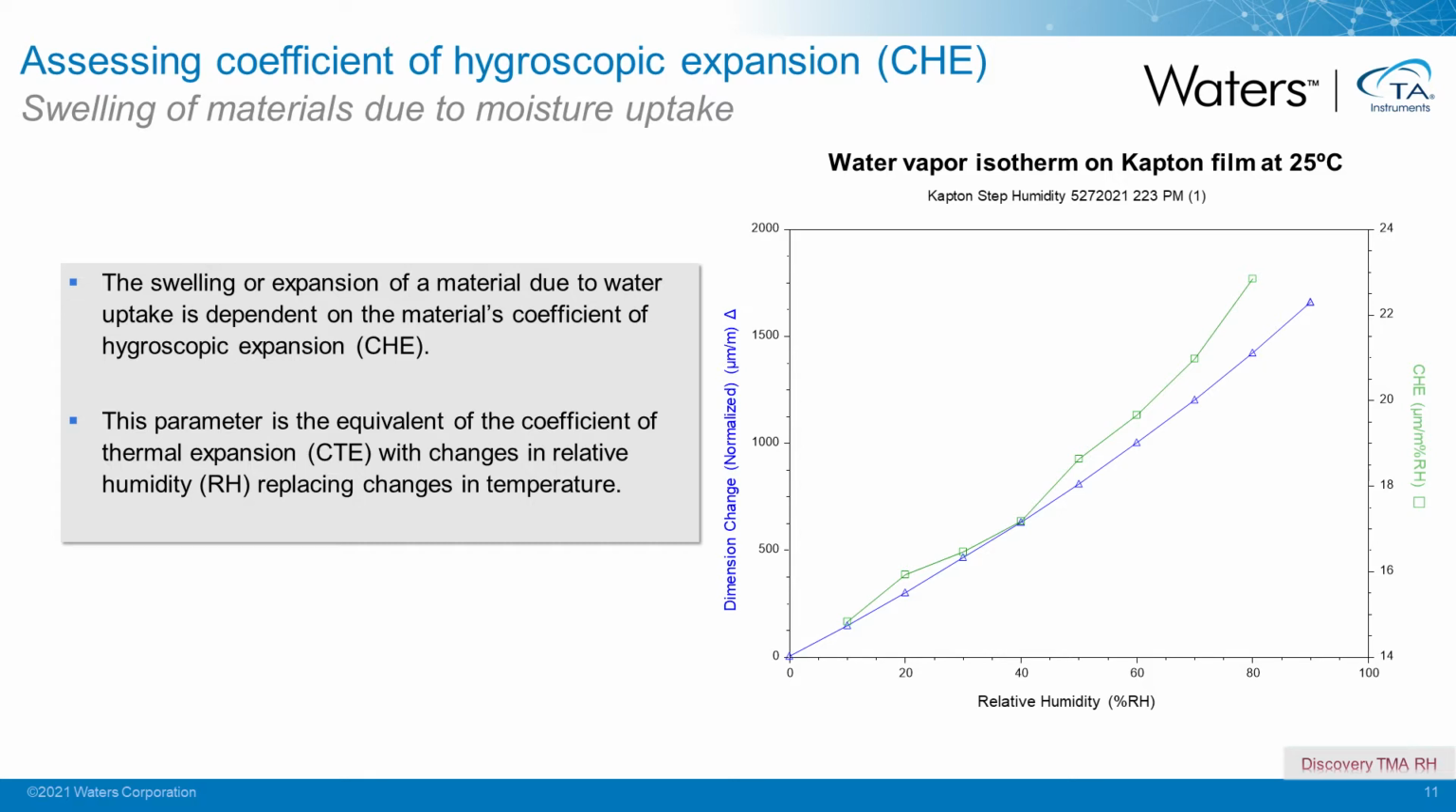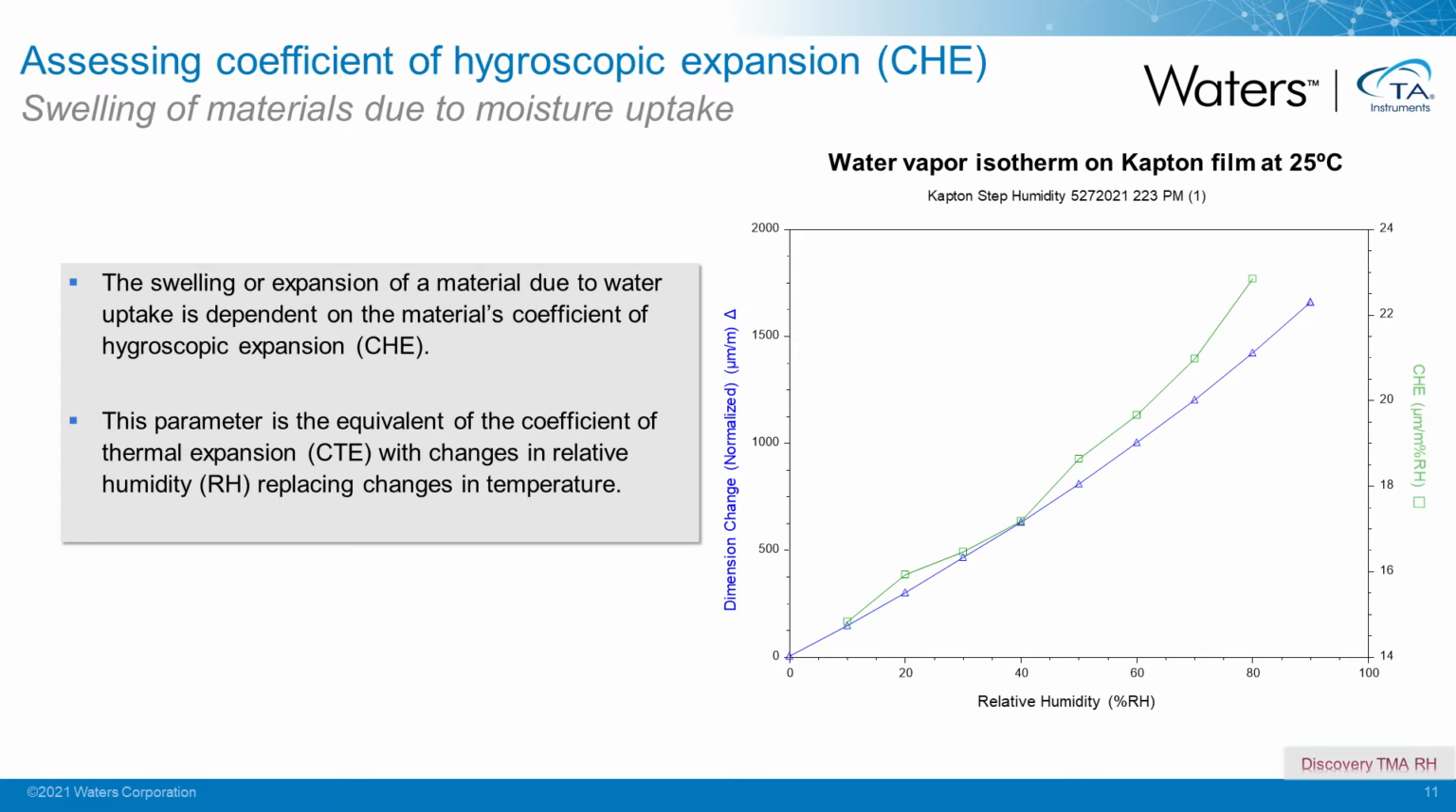The second piece of data here is coming from the Discovery TMA RH. So we're plotting now dimension change versus relative humidity. This is just an absorption curve, and we can see that we're taking steps of 10% relative humidity all the way up to 90% RH, and that's the blue curve, and that's related to the left-hand axis, which is the dimension change. On the right-hand side, we're plotting now the CHE, so the coefficient of hygroscopic expansion.